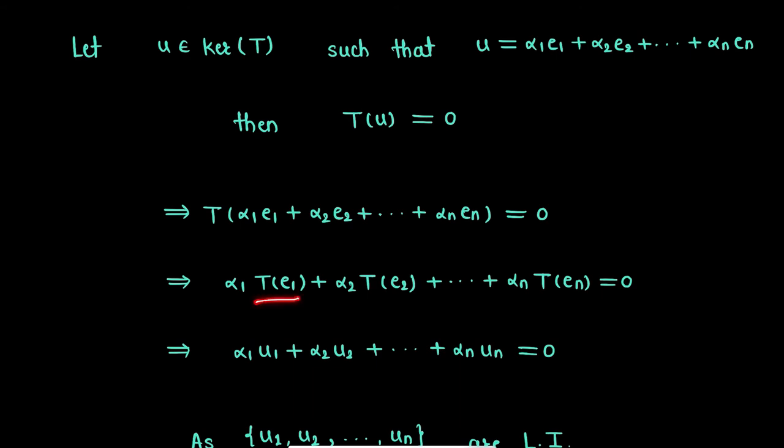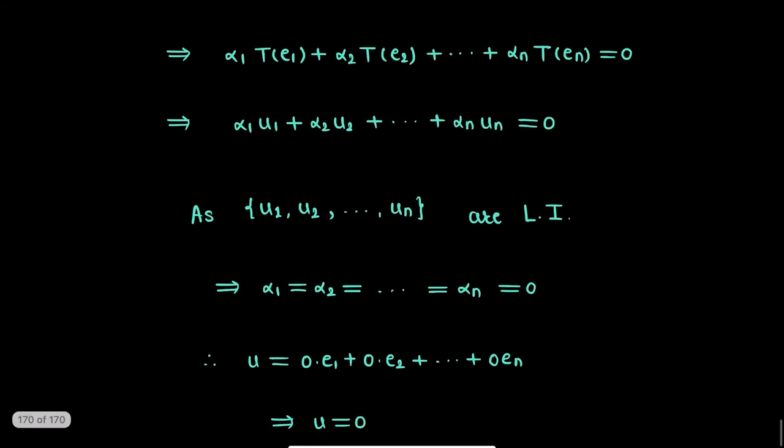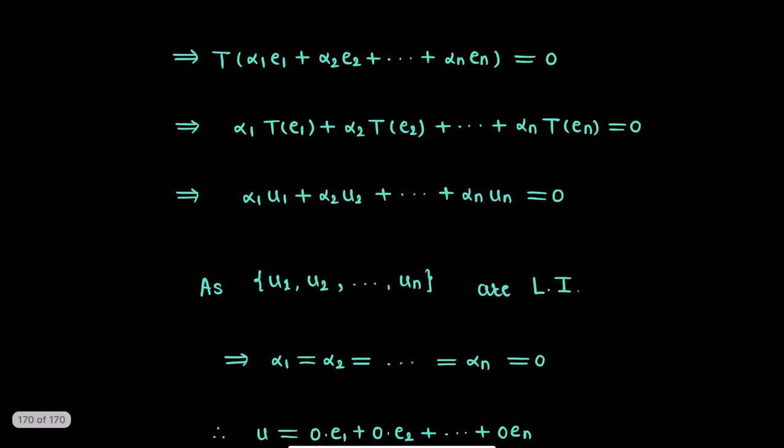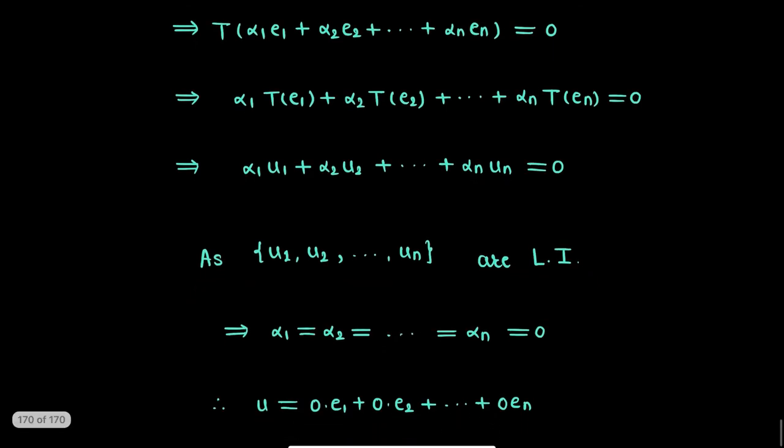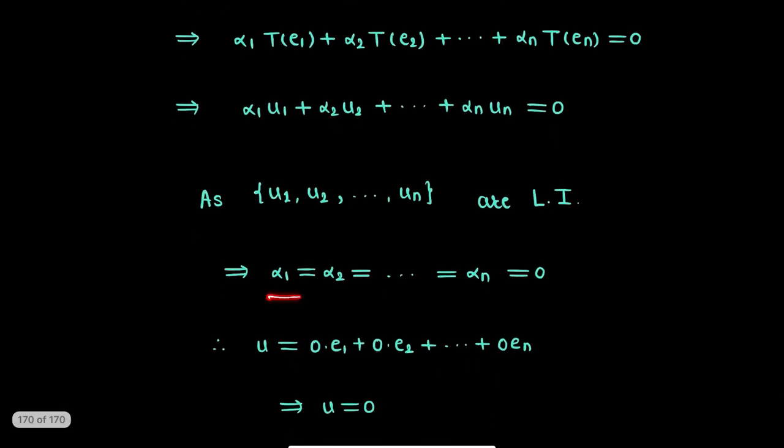Now we know that T of E1 is U1, T of E2 is U2, and T of En is Un. So we can write this as alpha 1 U1 plus alpha 2 U2 plus and so on plus alpha n Un is equal to the zero vector. We have shown that these n vectors U1, U2, up to Un form a basis of vector space V, so these are linearly independent. Since this linear combination is equal to the zero vector, using the property of linearly independent vectors, we must have these n scalars alpha 1, alpha 2, up to alpha n all equal to 0.